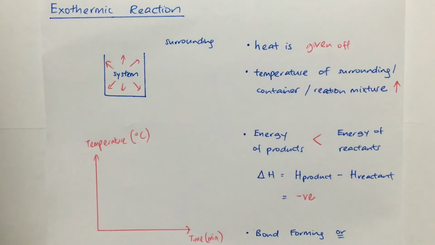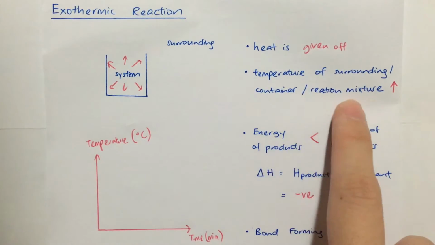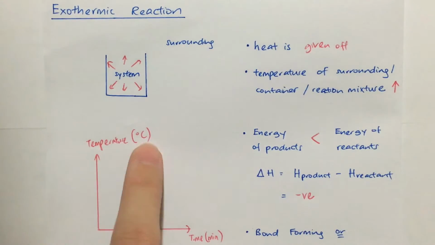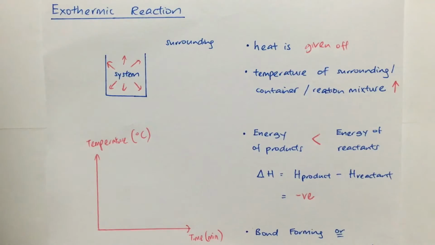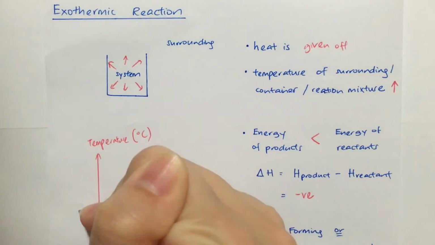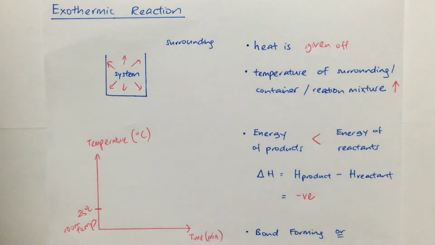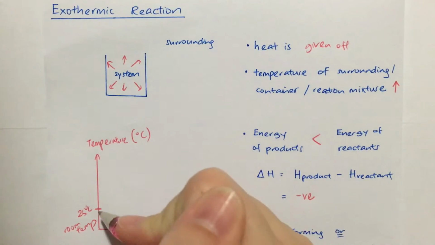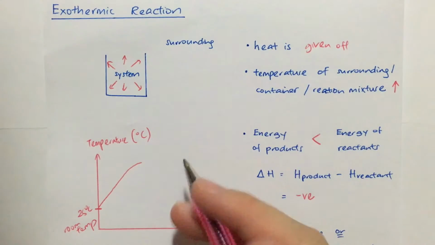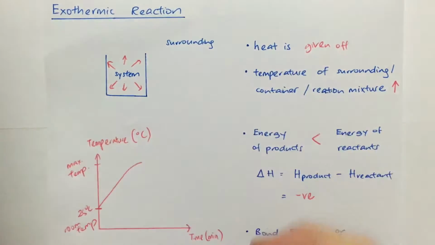Now we'll take a closer look at the temperature of the surroundings, or the temperature of the container or reaction mixture, rising. How then do we draw a temperature-time graph? Temperature is in degrees Celsius, time is in minutes. Usually our solution or our reactant starts at room temperature, so I'll put here room temperature. What happens then is it will start to go up, so it will increase until the maximum temperature, depending on how much heat is given off.